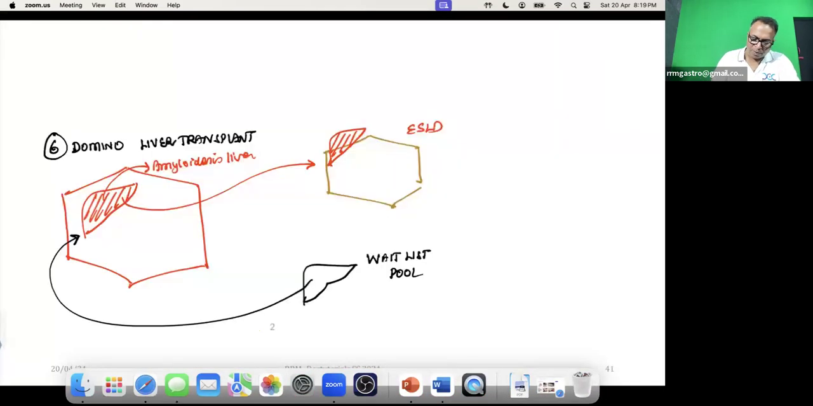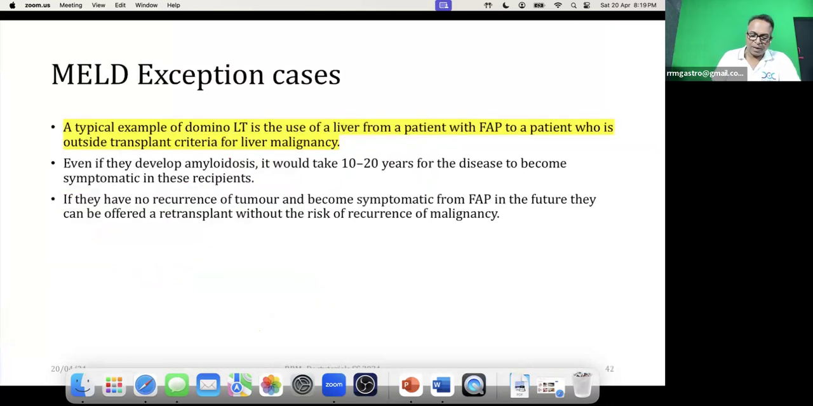So I have explained this domino liver transplant. Please go through the domino liver transplant. Amyloidosis liver, end stage liver disease, it is going, whereas the waiting list pool liver is coming to this guy. So this is an example of domino, an example of MELD exception. A domino liver transplant is a case in which a familial amyloidotic polyneuropathy patient's liver is given to a patient of HCC who is outside the transplant criteria of a liver malignancy.